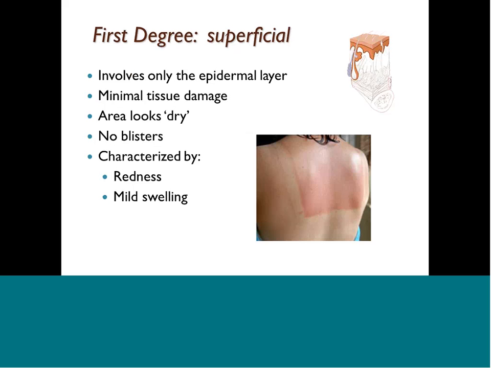Looking at the degrees of injuries, first-degree burns are also called superficial burns. They involve only the epidermal layer. When you look at that injury, you have minimal tissue damage. The area is going to look dry. There's no blisters at all. Once you have blisters, you're describing a second-degree burn. Many times, the first-degree burn has a lot of redness, and there is some mild swelling to that area.